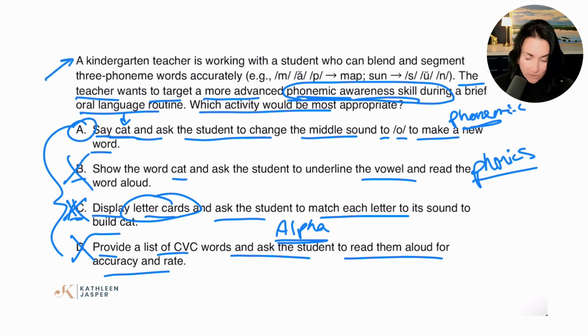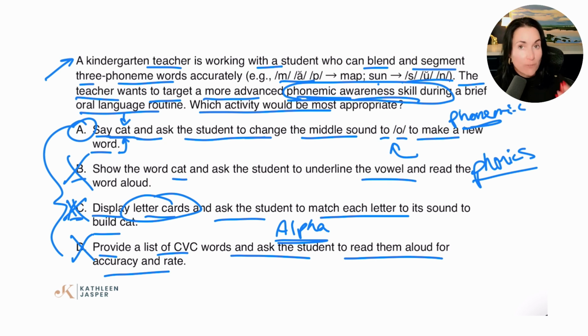Let's just go up here and read the full thing. A kindergarten teacher is working with a student who can blend and segment 3-phoneme words accurately, M, A, P, and S, U, N for sun. And we want to do a more advanced skill. Well, substituting that sound in cat for an "ah" sound making caught is a phonemic awareness activity, and it's more advanced because you have to locate the sound that you're trying to substitute out, which is in the middle of the word, which makes it more complex. Beginning and ending sounds are easier to identify. Medial sounds are more difficult, and you're switching it out. So this is at the top of the phonemic awareness continuum.